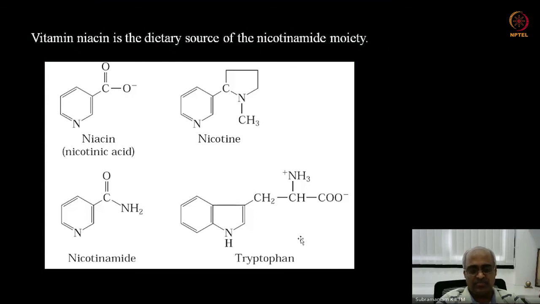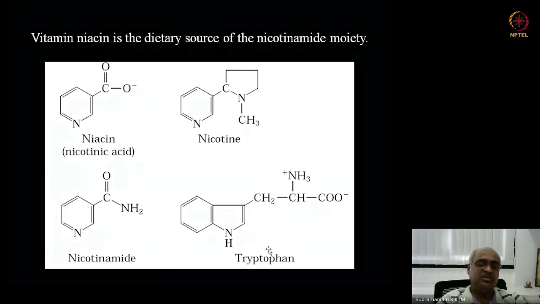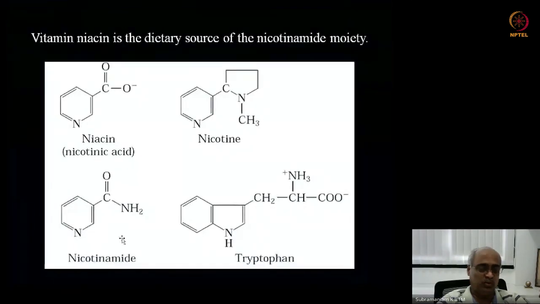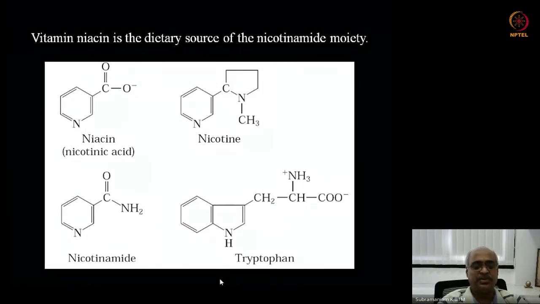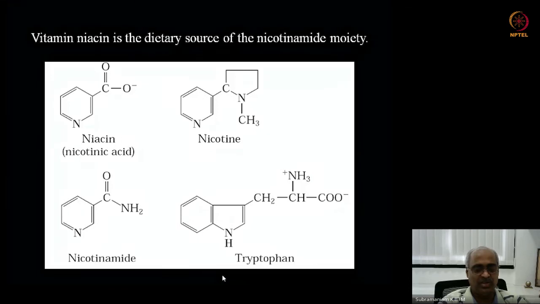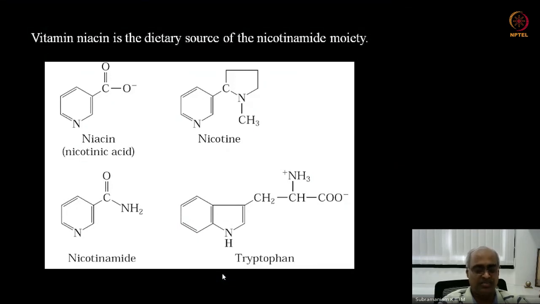If I can make it from tryptophan, then why is it a vital molecule? Why are you calling it a vitamin? That is because the conversion of tryptophan to nicotinamide or niacin is not sufficient for our need, and sometimes the protein source in your food, for example if you are eating a lot of corn or a corn-based diet, you won't get much tryptophan. So therefore you need it in the food. That is why it is an essential molecule, and that is niacin.